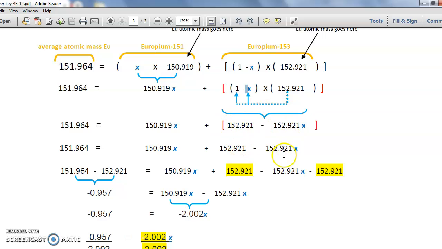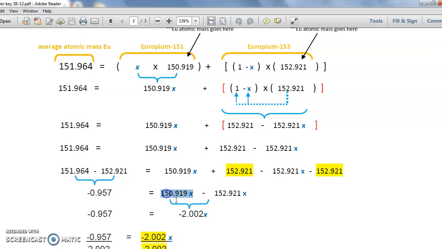We can pull those parentheses out. How do I get rid of the 152.921? Well, I could subtract that from both sides. That's what they're doing here. If I subtract 152.921 from both sides, that will get rid of it on the right side. 151.964 minus 152.921 is minus 0.957.